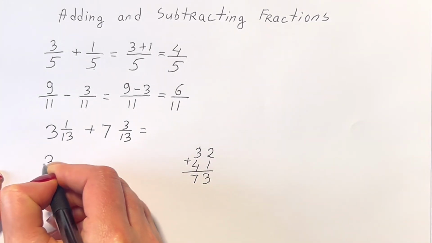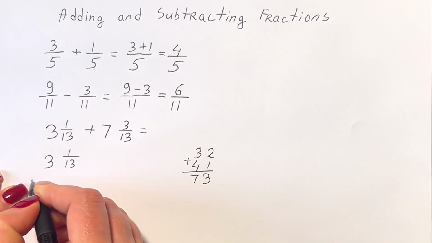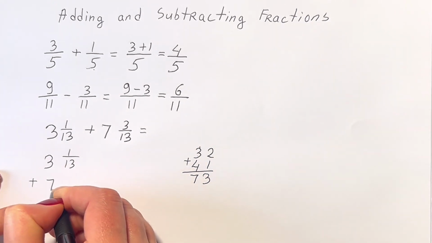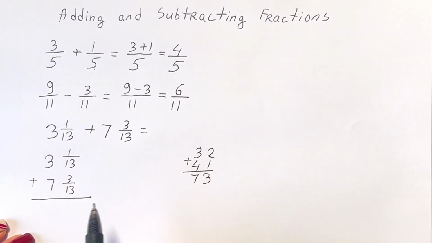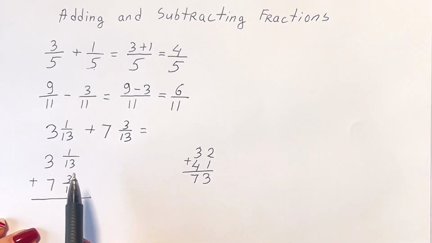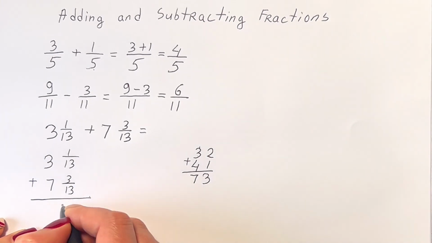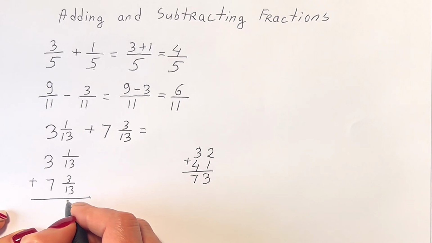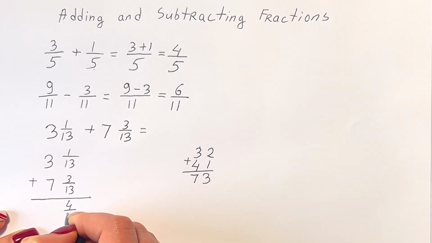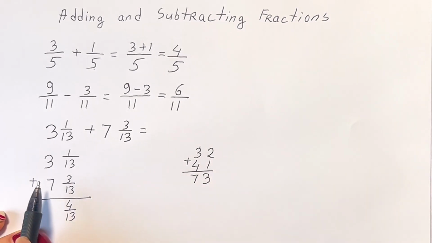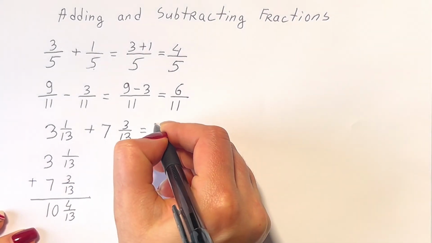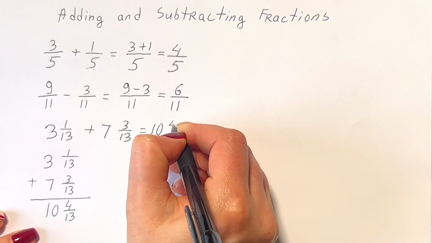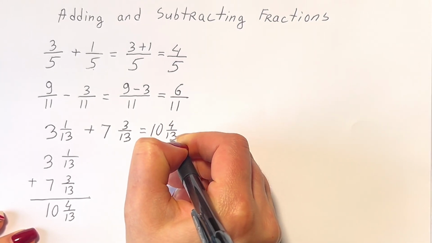Okay, 3 and 1 over 13 plus 7 and 3 over 13. Let's combine this. First of all, I'm going to combine the fractions. The denominator is the same. It means I'm just going to combine the numerators. 1 plus 3 is 4, so 4 over 13. And my whole number is 3 plus 7, which is 10. So the answer will be 10 and 4 over 13.